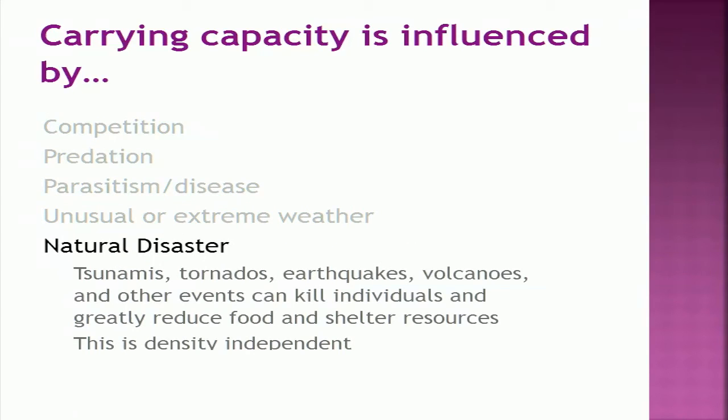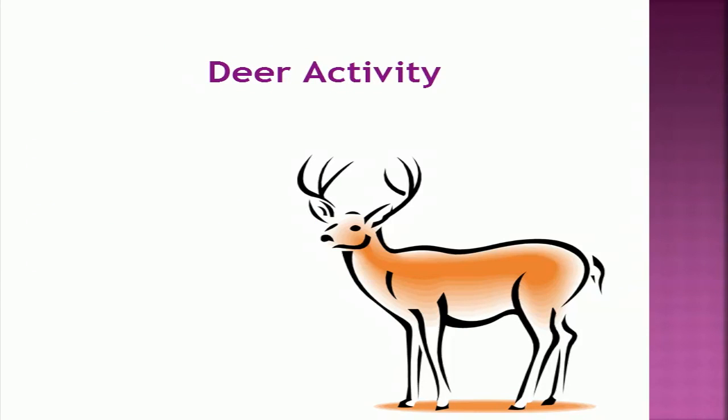Natural disasters like tsunamis, tornadoes, earthquakes, and volcanoes can kill individuals in the path of the event and will greatly reduce food and shelter resources. Like unusual weather, this is a density-independent factor. We'll be continuing with a deer activity to model population growth.